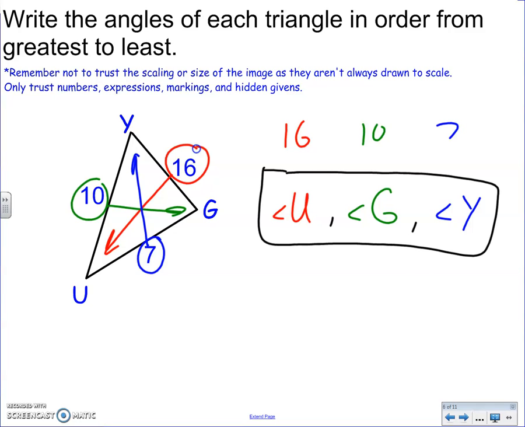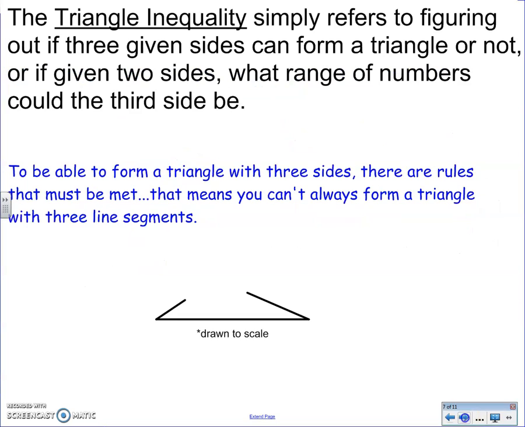Alright, so again, make sure you know your pairs. The angles and the sides opposite of them always form a pair. Largest is the largest, smallest is the smallest. And then for isosceles and equilateral triangles, if the sides are the same numbers, they're the same size, they have the same angles. Alright, next topic, the triangle inequality.